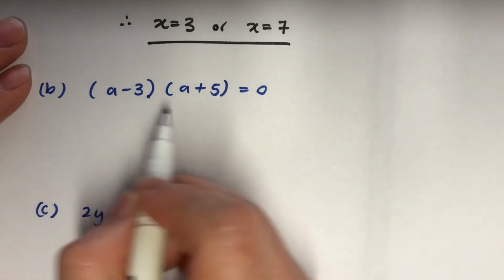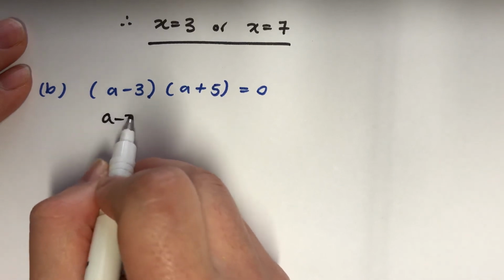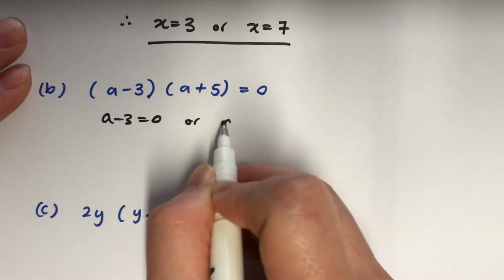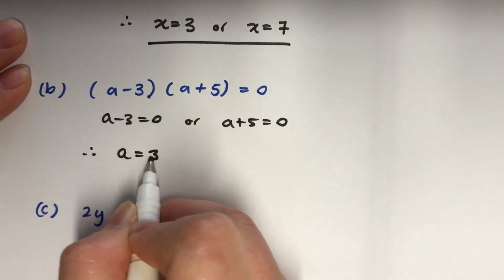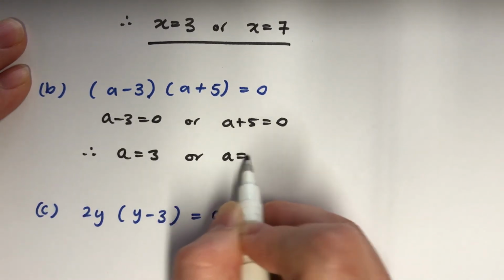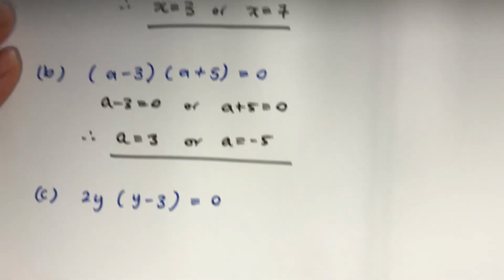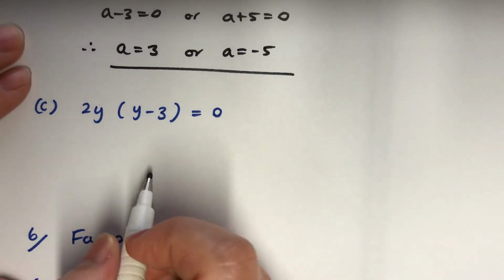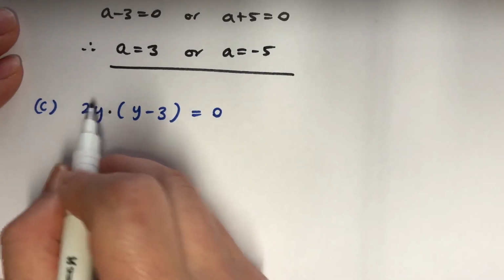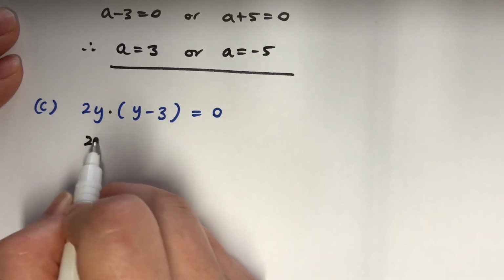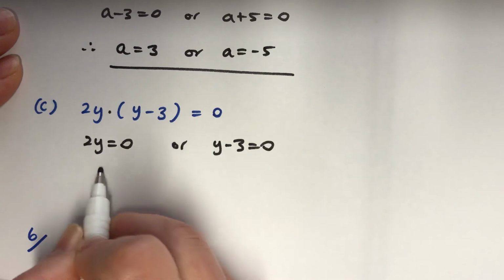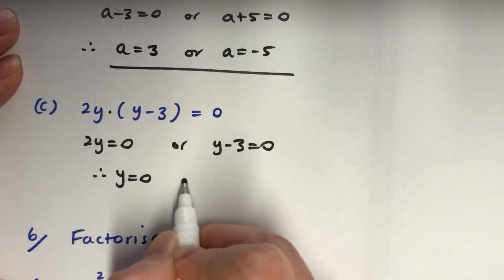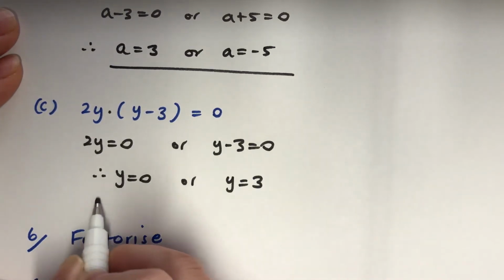Okay, same thing happens here. a minus 3 equals 0, or a plus 5 equals 0. Therefore, a equals 3 or a equals minus 5. And here, same thing happens. That's that times that equals 0. So 2y equals 0 or y minus 3 equals 0. Therefore, y equals 0 or y equals 3.